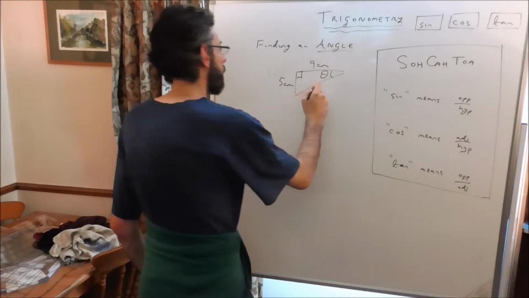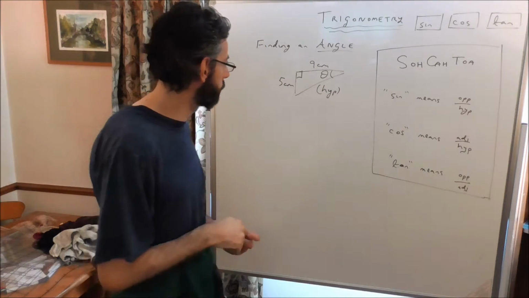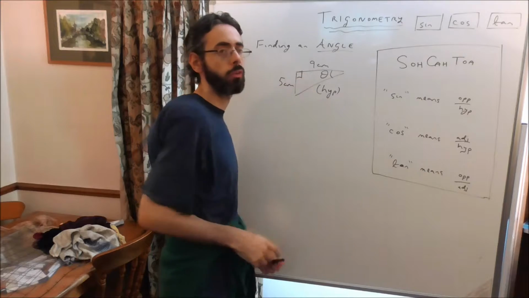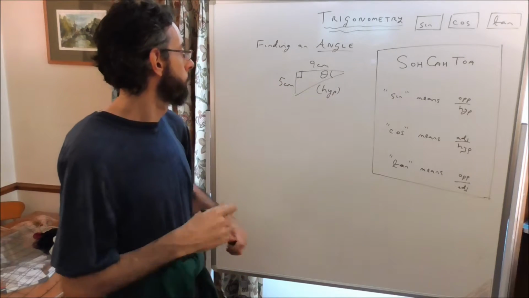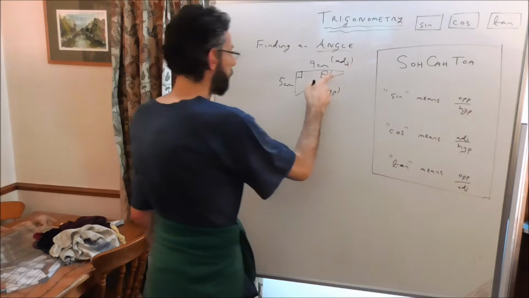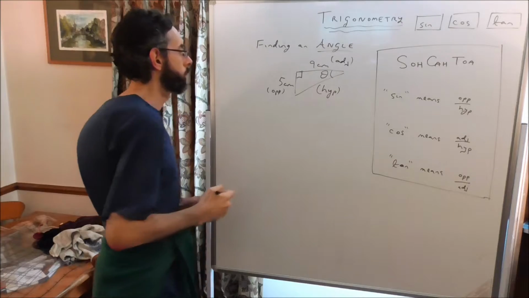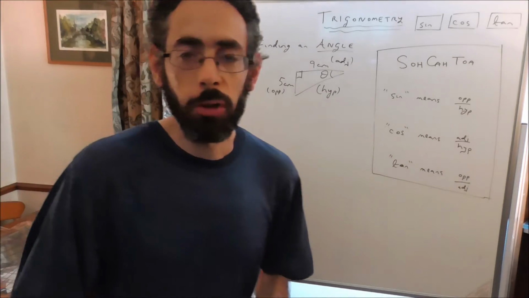Well, it's this side here, the longest side, the hypotenuse. Which side is the adjacent side to the angle we're trying to find? Well, it's this side up here, because it's next to the angle. And so this side here must be the opposite side to the angle. So we've labelled the three sides.